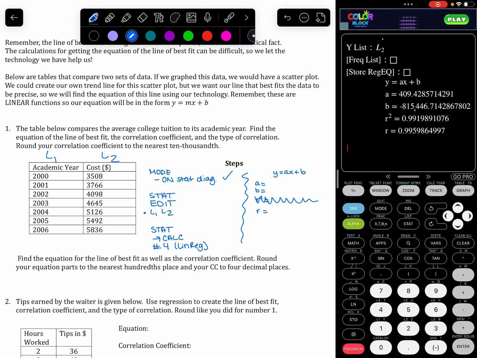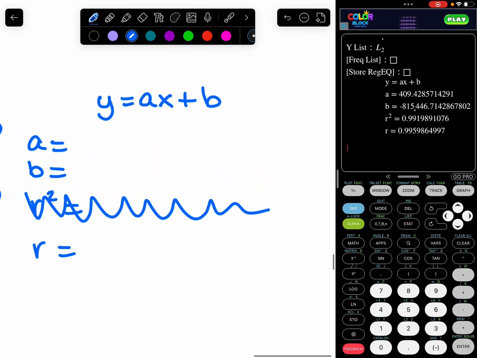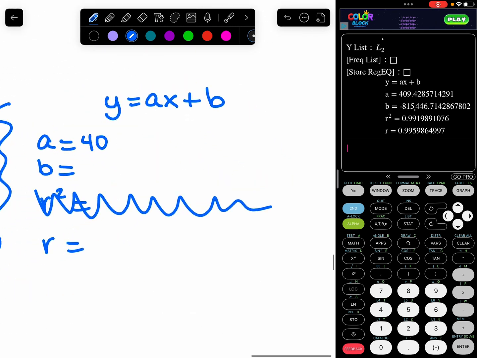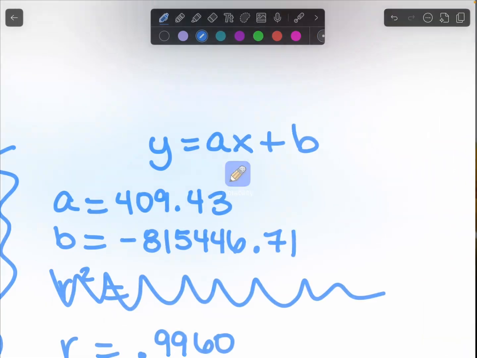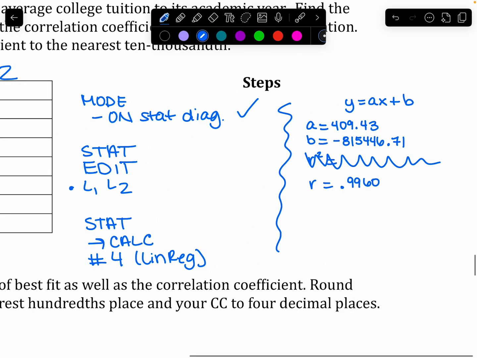Now, down here, it says, find the equation for the line of best fit as well as for the correlation coefficient. Round your equation parts to the nearest hundredths place and your correlation coefficient to 4 decimal places. So for A and B, I'm going to take my decimal. This one is 409.43 and round it to the nearest hundredths place, which is 2 decimal places. And then B is negative 815,446.71. I'm going to be plugging that A and that B into my equation at the top. And then it says R, our correlation coefficient. This is 0.9960. That's 4 decimal places.